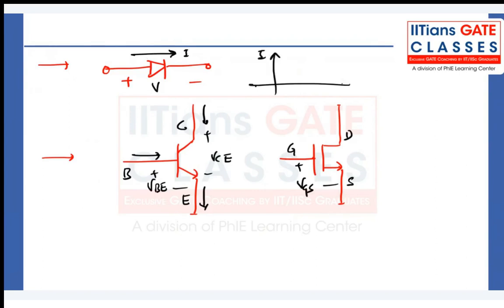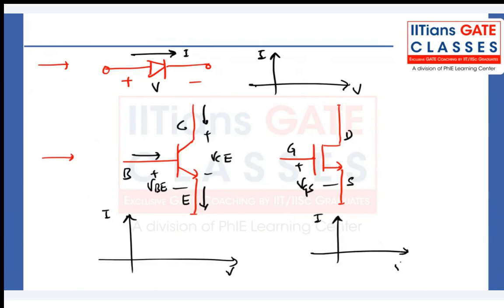IV characteristic for this two-terminal device, which is called a diode. And here again we will talk about the IV characteristic. We call it the output IV characteristics, I versus V. And here also we will talk about IV characteristics, I versus V. So we are just interested to know about the terminal characteristics of electronic devices.